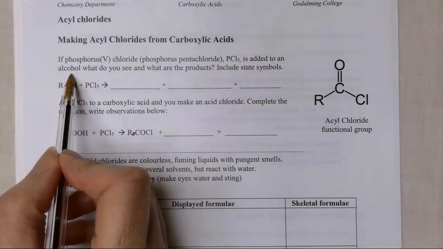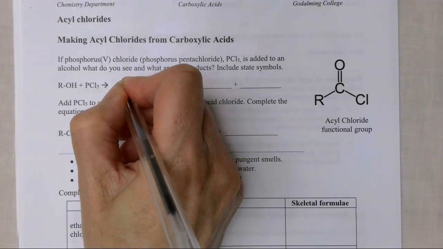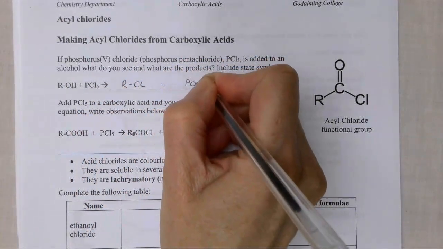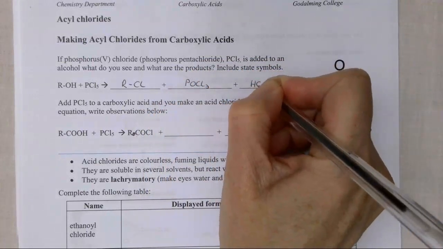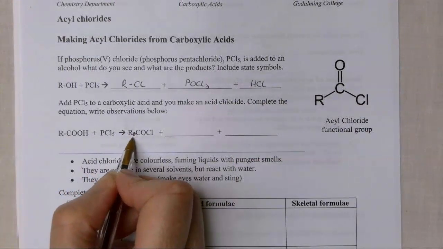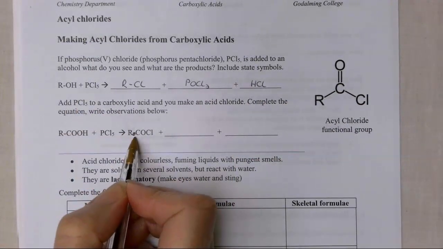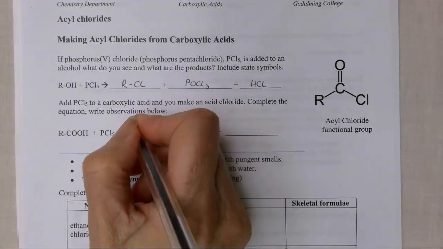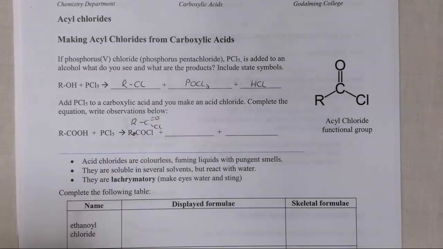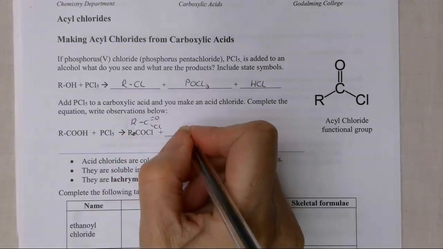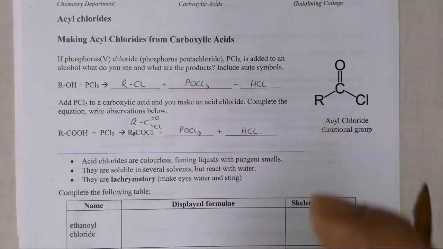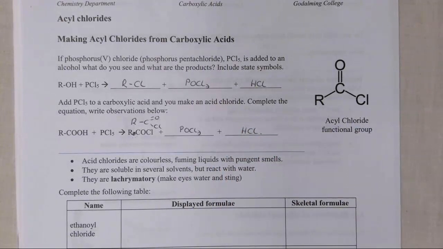So when it reacts with alcohols, it produces the halogenoalkane and POCl3 and HCl, and you see the steamy fumes coming off. In exactly the same way, we're going to replace the OH group of a carboxylic acid with this Cl, and that's how I've got that functional group, because that OH group has been replaced with a Cl. We still get POCl3 and we still get HCl as our other products.